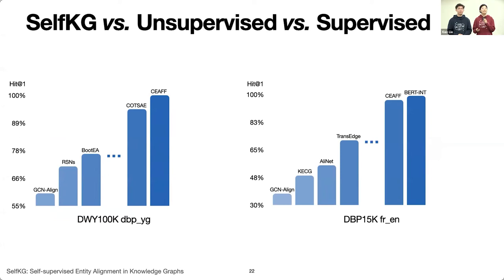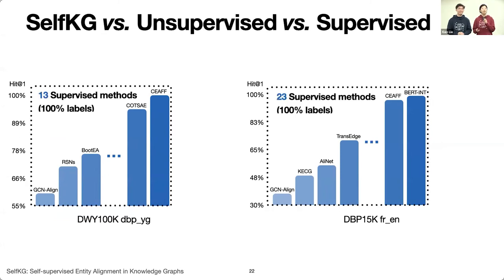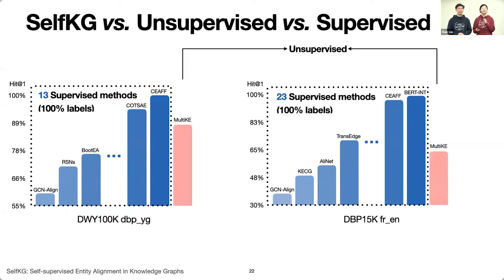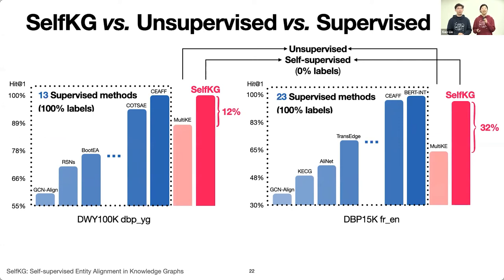The blue bars are a series of supervised baselines, leveraging 100% of labels, while the lighter pink is the previous unsupervised state of the art, and the darker pink represents Self-KG, both of which use no labels at all. Self-KG is way better than the state-of-the-art unsupervised method. Meanwhile, compared to 13 supervised baselines on the monolingual dataset and 23 supervised baselines on the multilingual dataset, Self-KG can beat a majority of them and match the state-of-the-art supervised counterpart.